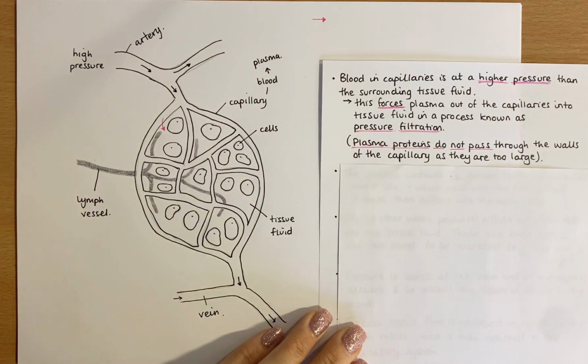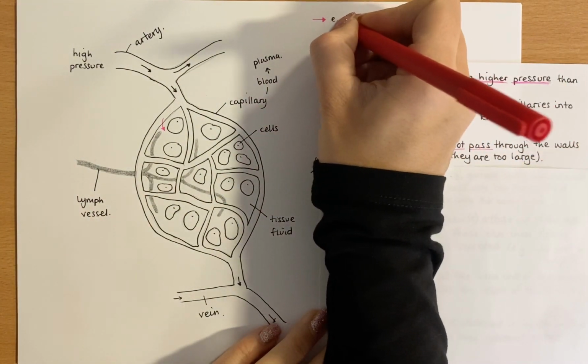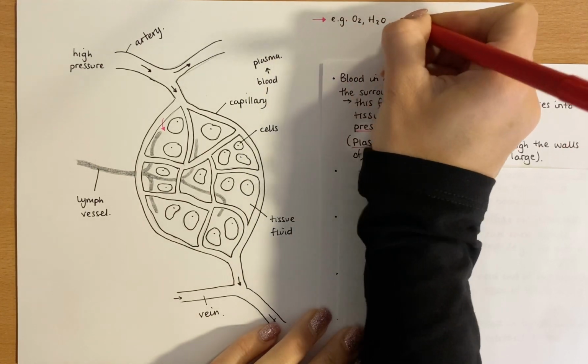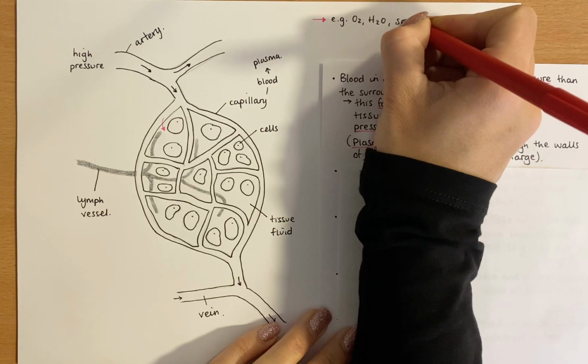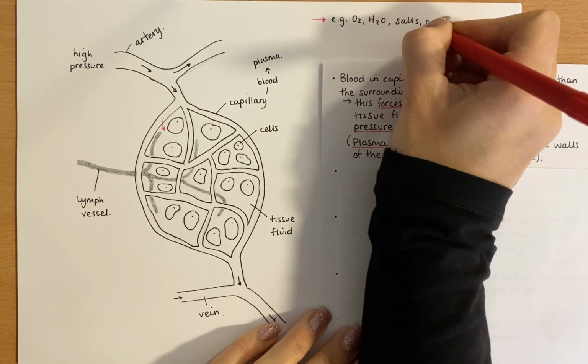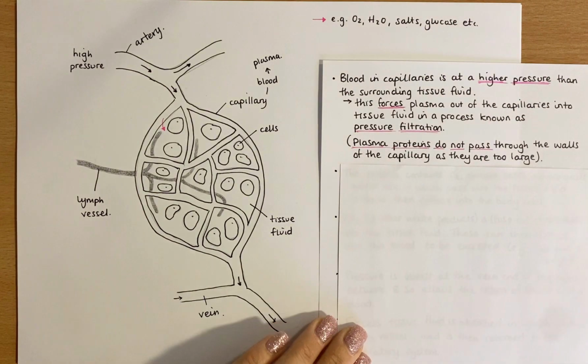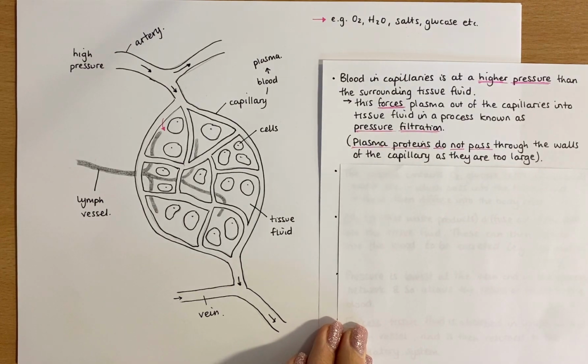the pink arrows would be things like oxygen, water, salts, glucose, etc. Okay, but it will not be plasma proteins. It's kind of in the name. They're called plasma proteins for a reason. They're only found in plasma.